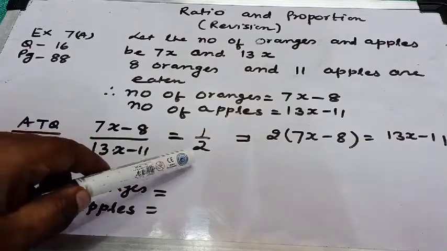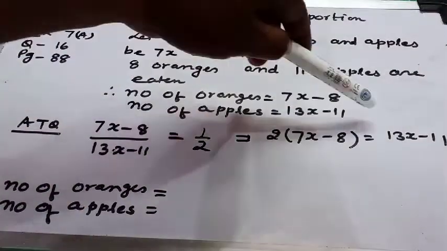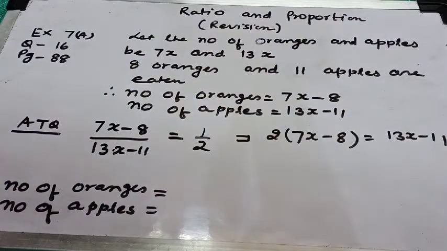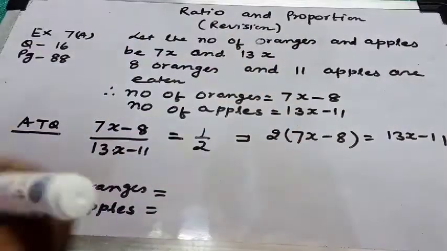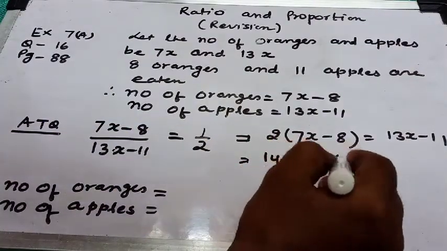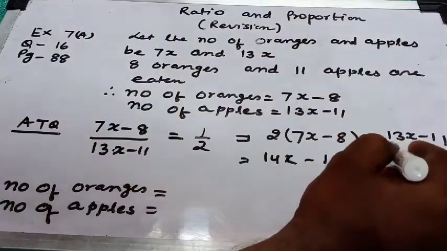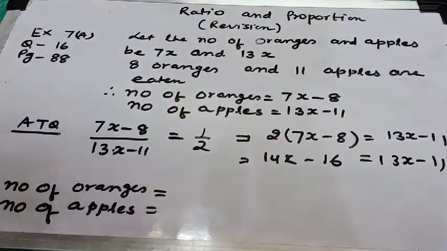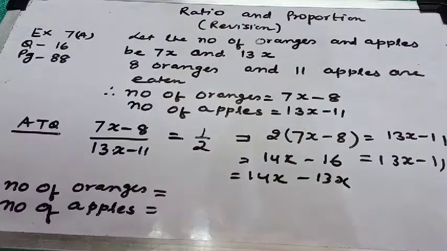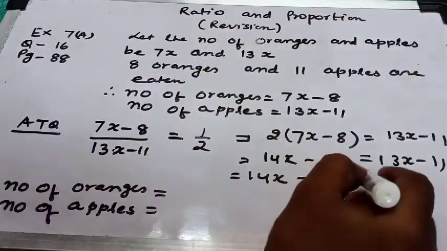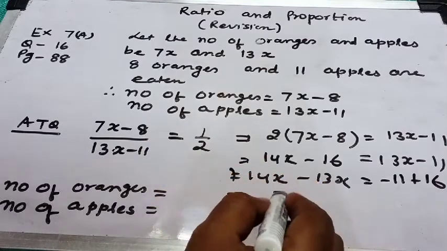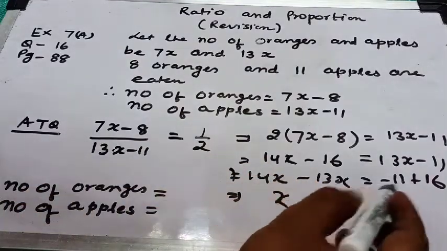We'll do cross multiplication. This 2 is multiplied to 7x minus 8, that gives 2 into 7x, and this will be 1 into 13x minus 11. So 2 sevens how much? 14x. This will come out as 14x minus 2 eights is 16. That will be equal to 13x minus 11. Now what we'll do, from 14x, 13x will be subtracted, and this minus 16 will be shifted that side, so it will be minus 11 plus 16. So what will happen, 14x minus 13x will come out as x, and x will come out as 16 minus 11, 5.